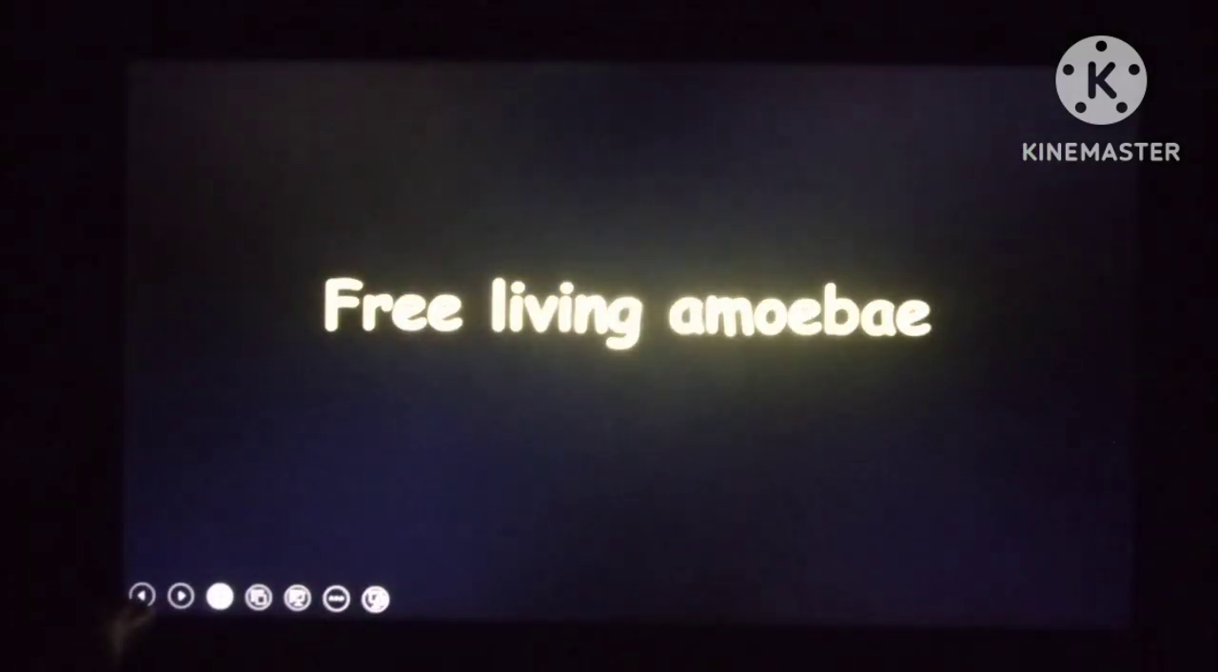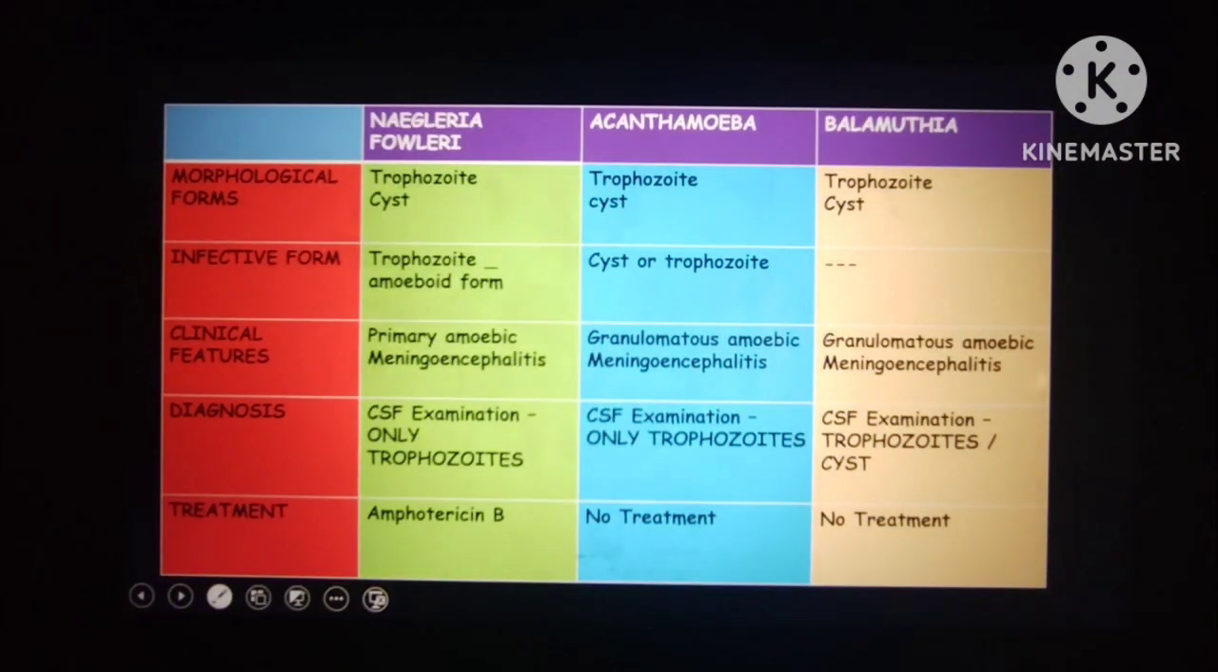Okay, so the next chapter is free living amoeba. In this we will be dealing with three species: Naegleria fowleri, Acanthamoeba and Balamuthia. So here first remember the morphological forms. You can remember that for all three species it is cyst and trophozoite. Coming to the infective form, Naegleria fowleri has a trophozoite, in which there is an amoeboid form and a flagellated form. The amoeboid form is infective, and in the others it is the cyst or the trophozoite, whichever it can be.